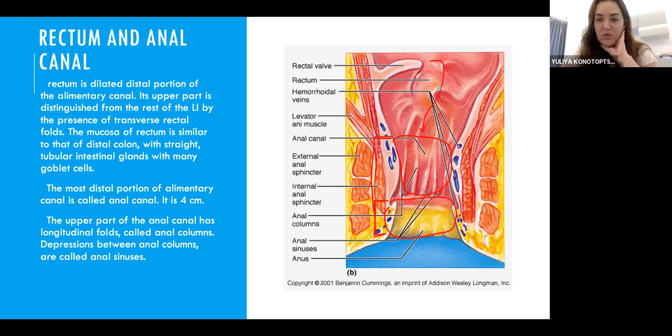Histologically, rectum and mucosal anal canal are indistinguishable, they're the same. So they look exactly the same. It's impossible to say that this is rectum and this is anal canal, for example.